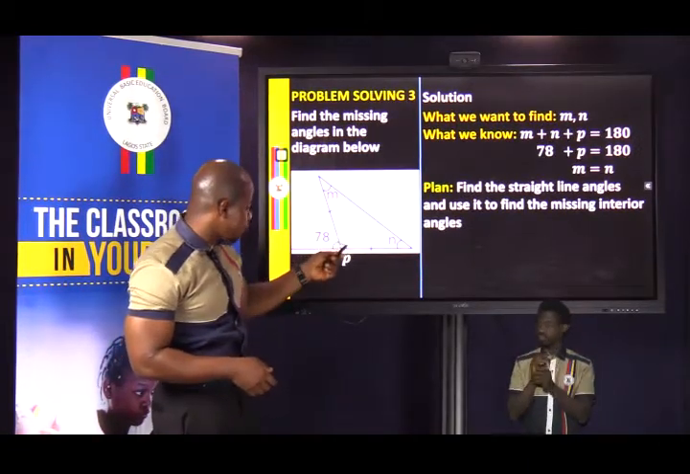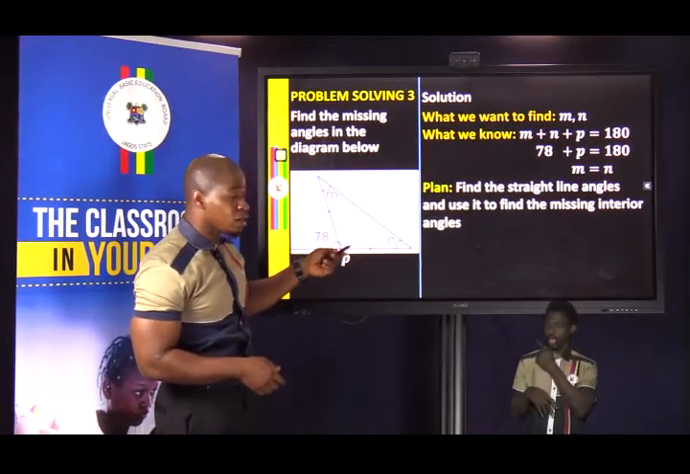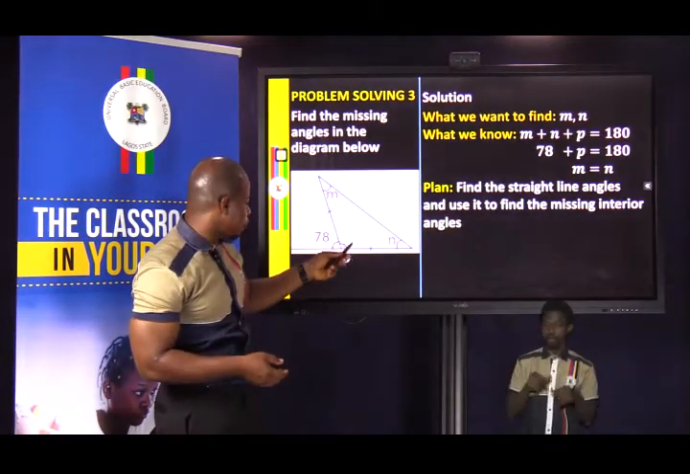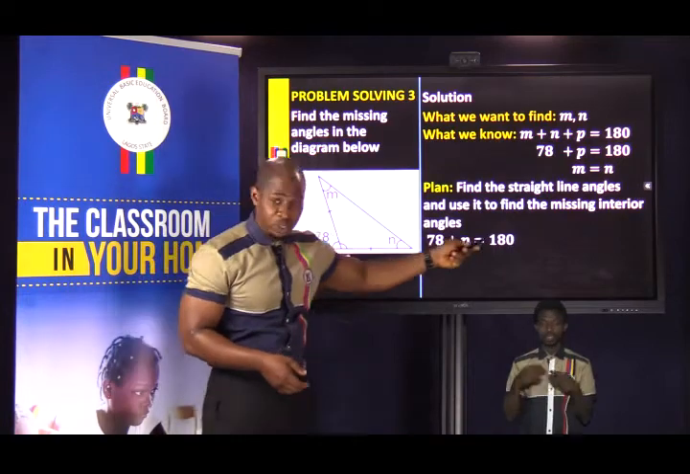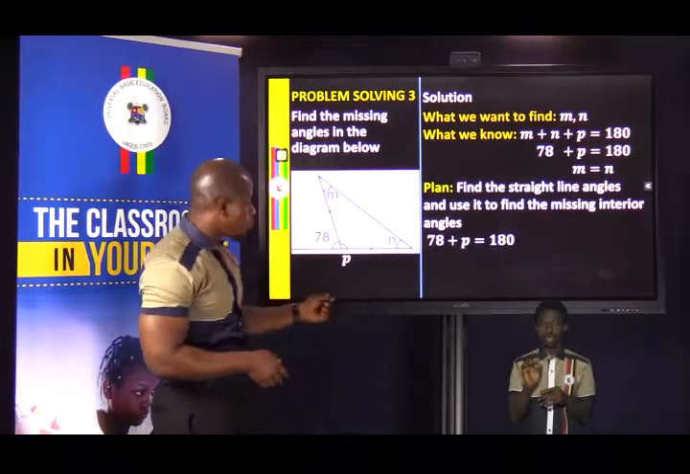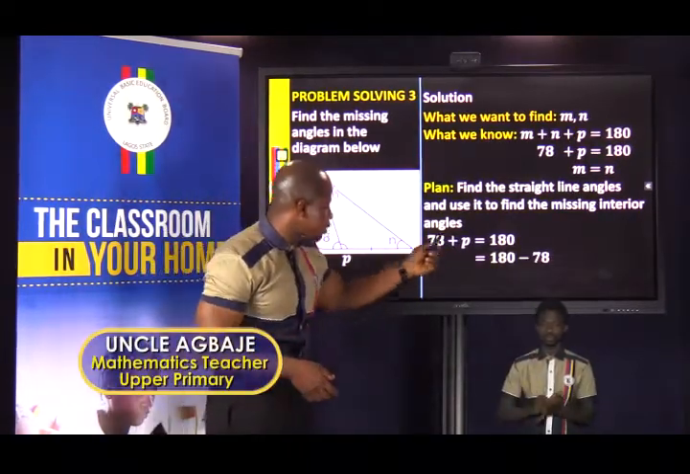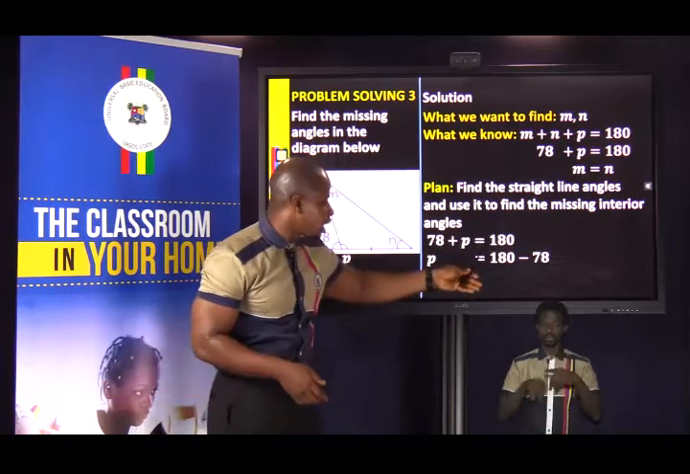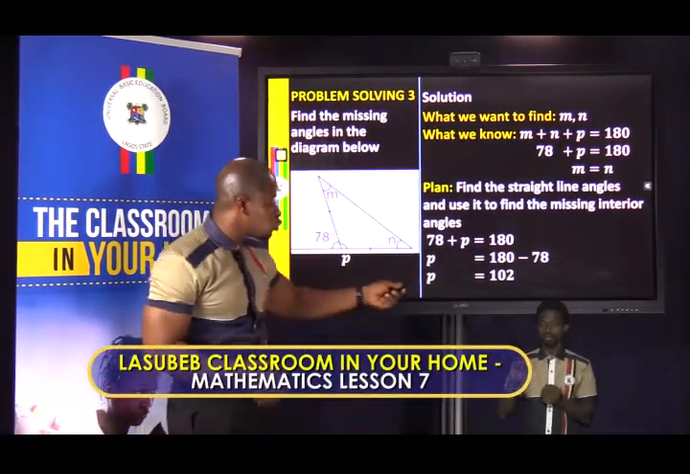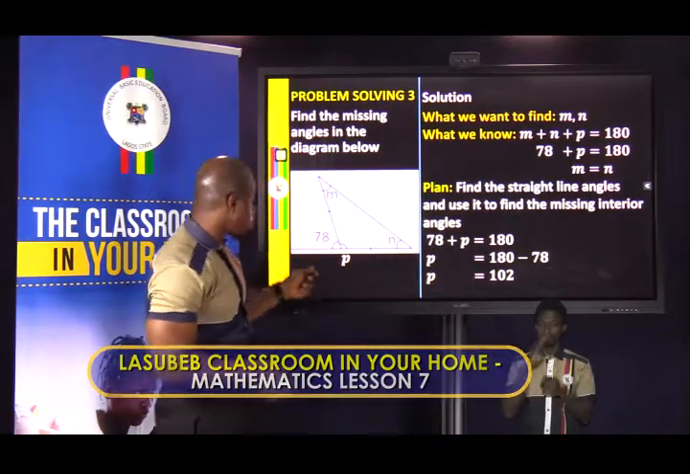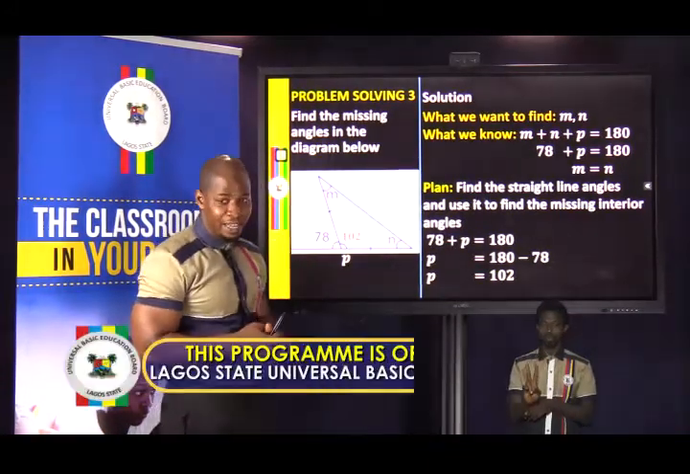We try to find this angle first. When we get this angle, we proceed from there. So let's get this angle. We know that 78 and this angle gives us 180. 78 plus P gives us 180. And when we solve that, 78 goes to the other side. P is left. We have 180 minus 78. And when we do the subtraction, we'll get P to be 102. And so we'll write 102 right there.